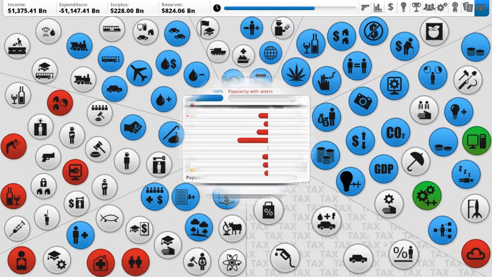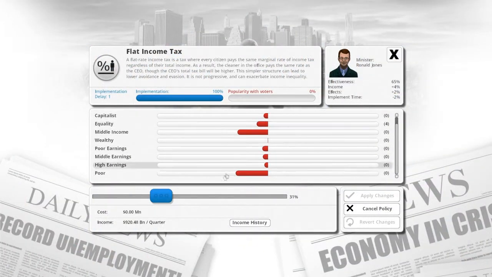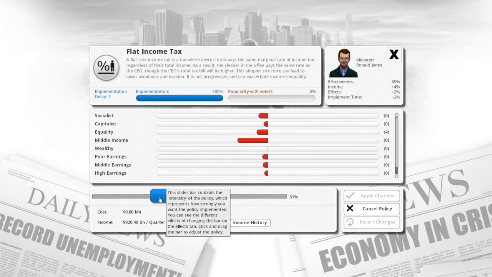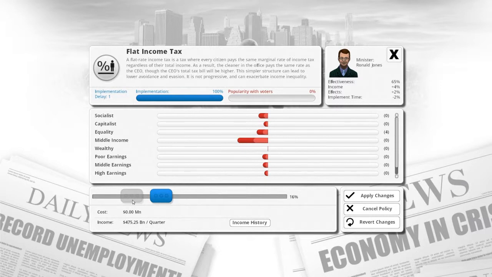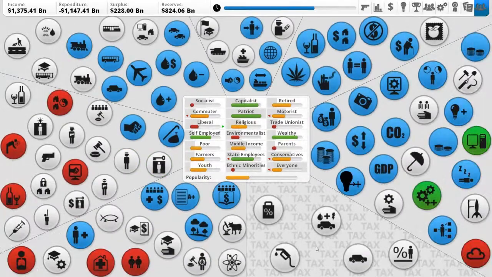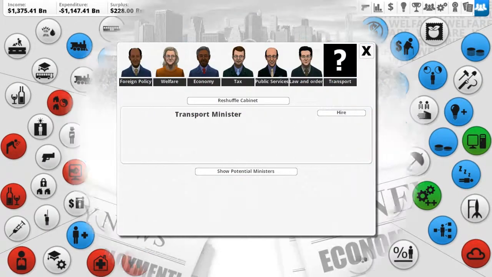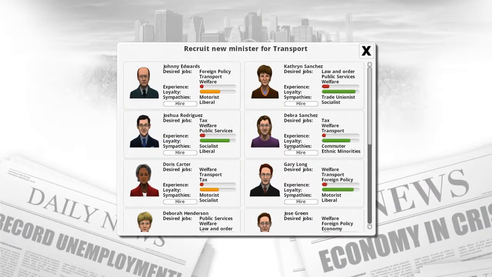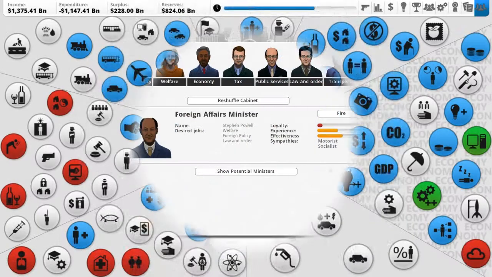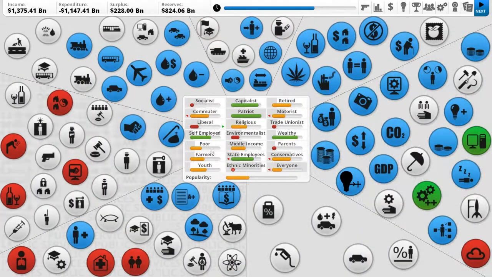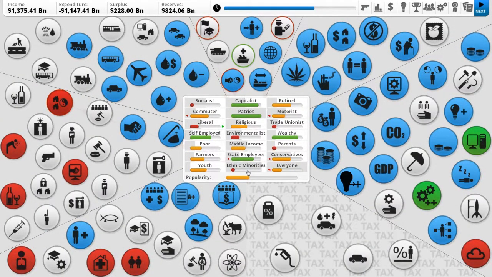But the thing is, I think tax evasion is less with the income tax. So why don't we cut this in half to about 460 billion? Imagine only having to pay 15% of your income. Wouldn't that be great? Okay, 460 billion, so that puts us about 840 billion. There we go. Oh, and I gotta get a new transport minister, apparently. Commuter and ethnic minorities. Sounds great. See, I do like ethnic minorities. I don't know why they hate me.